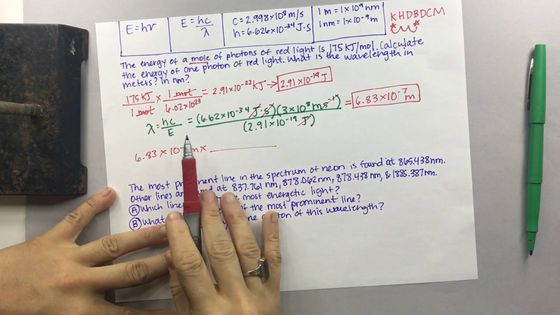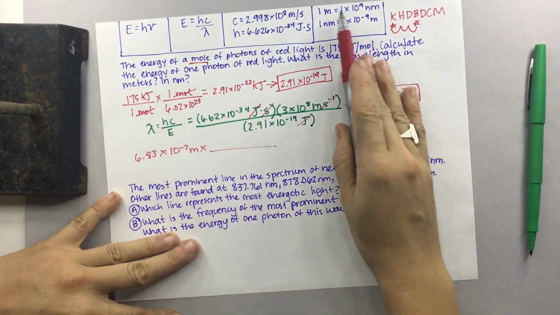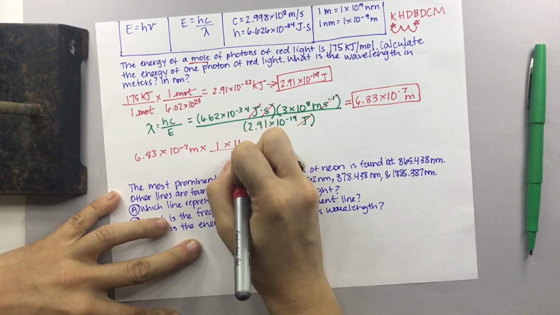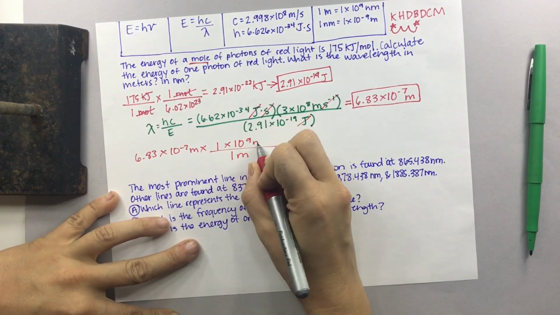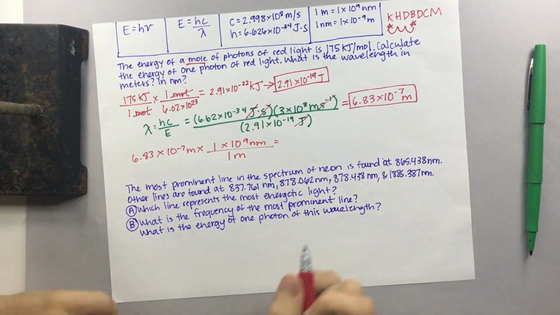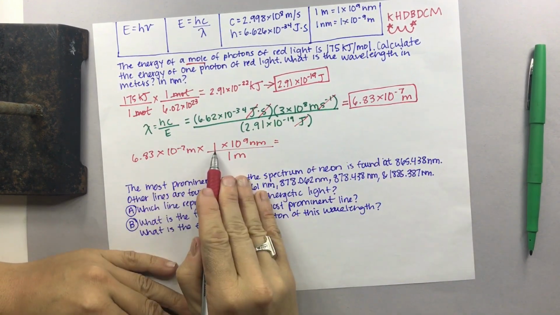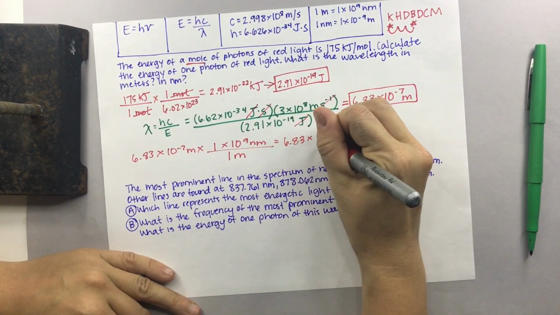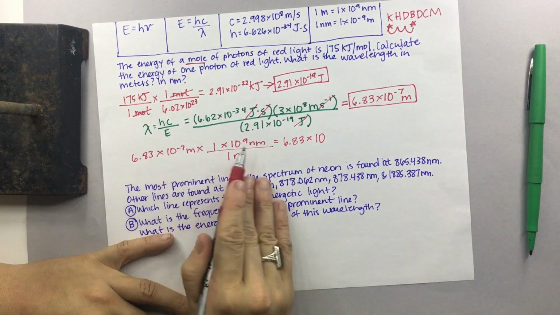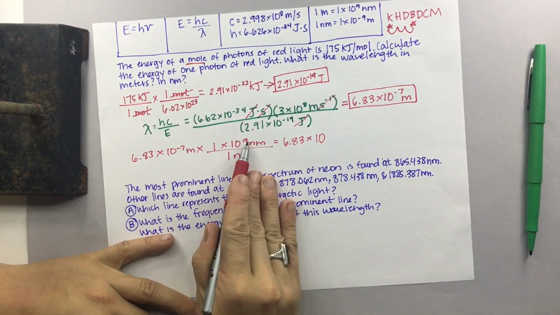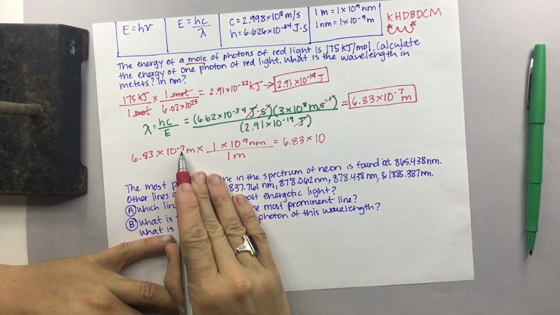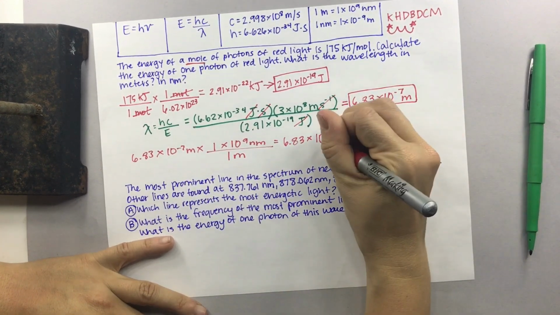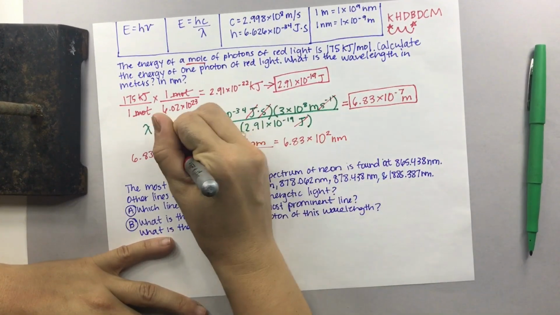Remember, for units to cancel, whatever you have on top, that unit needs to go on the bottom. So here, for every 1 meter, I have 1 times 10 to the 9 nanometers. So 6.83 times the 1 here is still 6.83. The base is still 10. When you are multiplying exponents of the same base, you add those exponents. So negative 7 plus 9 gives me a positive 2, in nanometers.